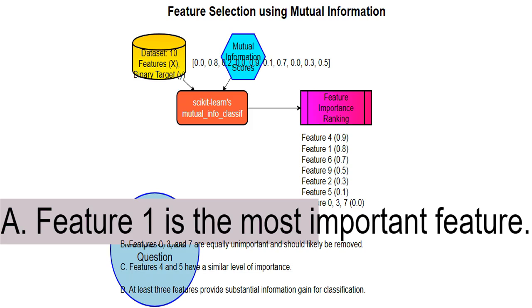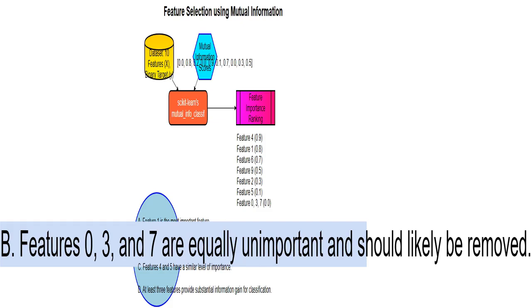Looking at the scores, features 0, 3, and 7 each have a score of 0.0. This means they don't provide any information to help predict the target variable, so we can probably safely remove them. Features 4, 0.9, 2, 0.8, and 6, 0.7, show substantial relationships with the target. There are likely more with some information gain, but the question asks for at least 3.